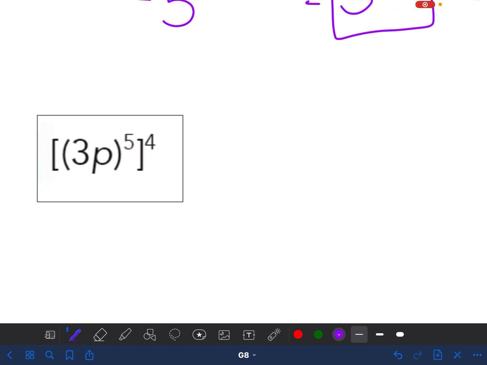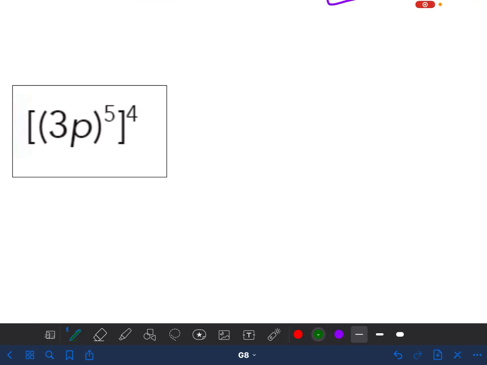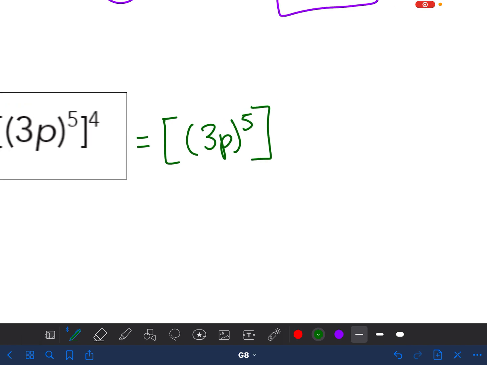All right, so how about this one? I want you guys to try that one out. And you were right. What I would do is I'm gonna do 3p to the power of 5, and I'm going to multiply that 4 times by itself.